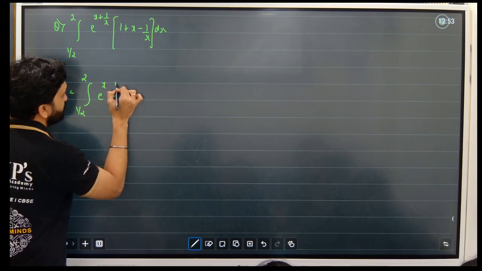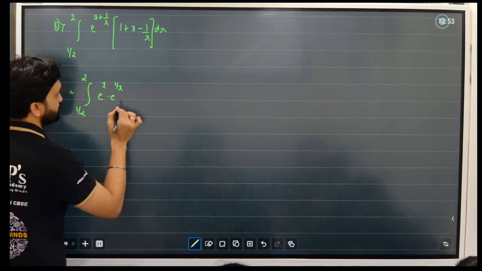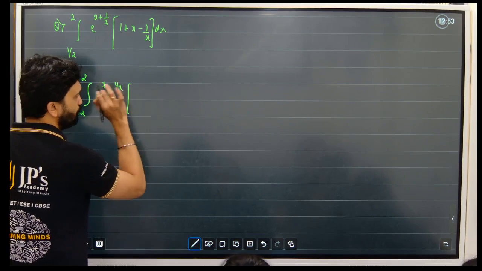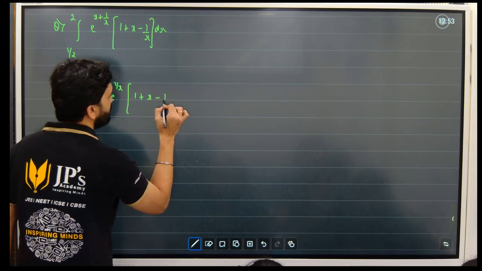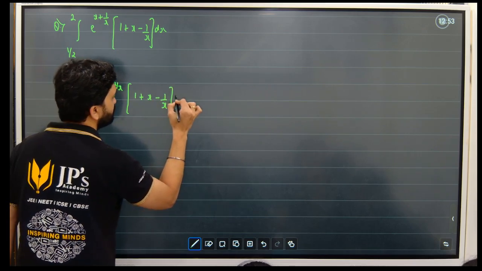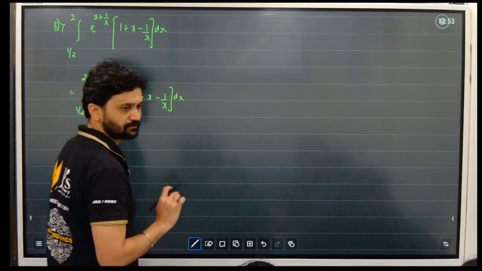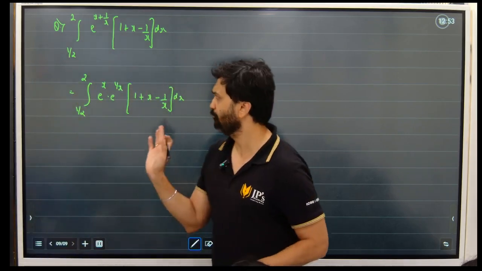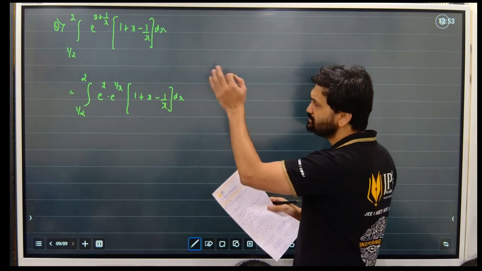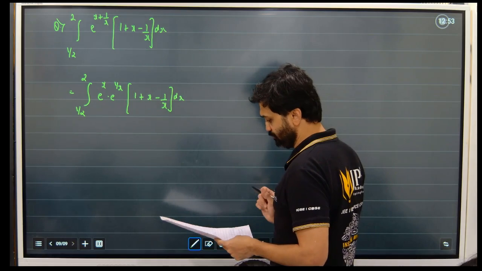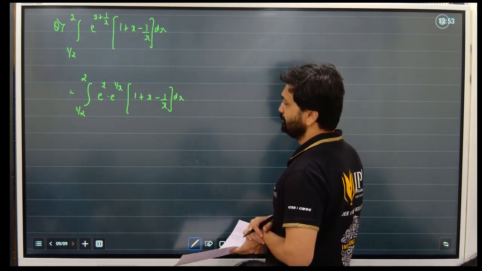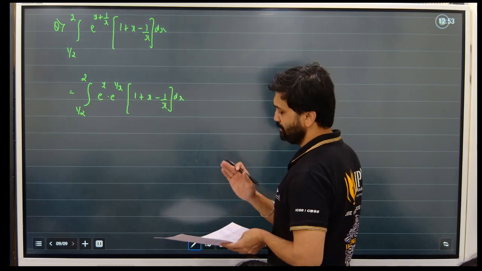e raised to x into e raised to 1 by x. Here I am not doing anything as such. This will become (x minus 1 by x) dx. Anybody has any doubts here? What I have done is I have used the exponential property: e raised to a plus b is e raised to a into e raised to b. Now e raised to 1 by x, I'll take it inside.